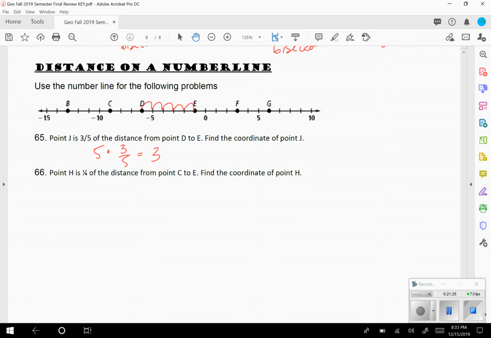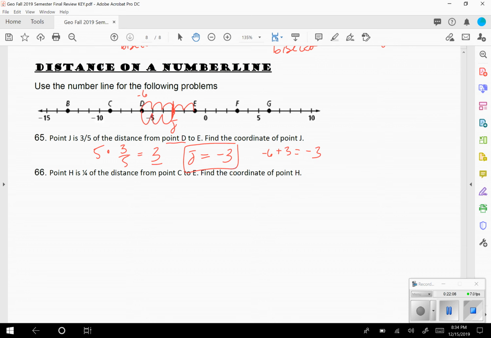Okay, and now what you do is you can count on the graph here. So you start at the one where it says point D, and we're going to go 1, 2, 3, because we're going towards E. And so where do you land at? Well, here's 0, so -1, -2, -3. So point J is at -3. Okay, an alternative to that could be you take the actual point, so point D is at -6, and you add this number here. So -6 plus 3 is -3.